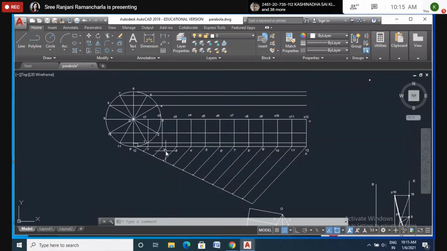So how to find the circumference? Pi d, pi into the diameter of the circle. With pi into 5 centimeters, we get around 15.7. This total length we got as 15.7 centimeters. This line should be perpendicular to this vertical line. So I have shown here this 90 degrees perpendicular line. Can you able to see?